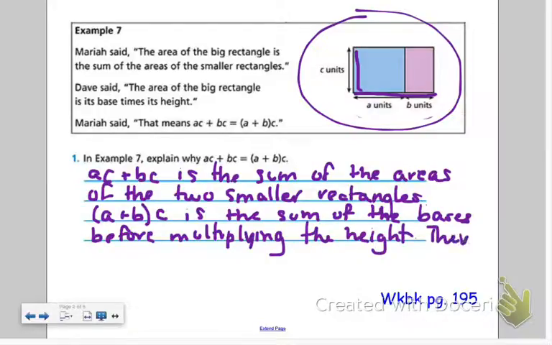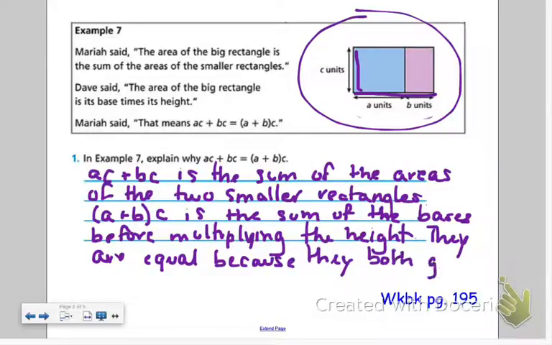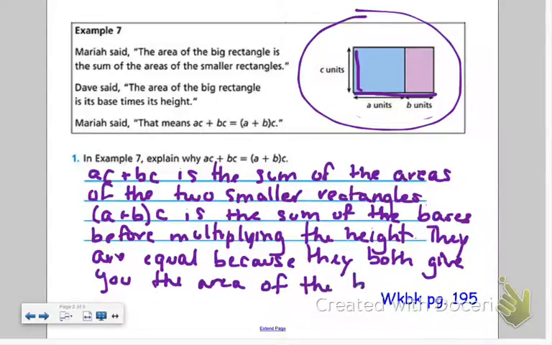They are equal because they both give you the area of the big rectangle. Ooh, lots of writing. But that's a very, very important explanation here. You may see something like this again. Hint, hint, wink, wink, nudge, nudge.